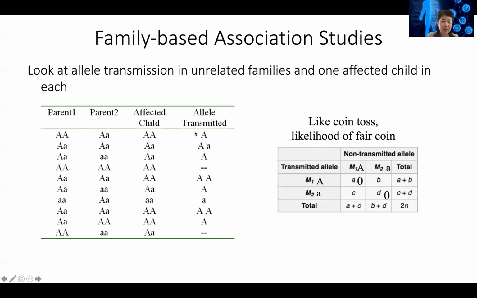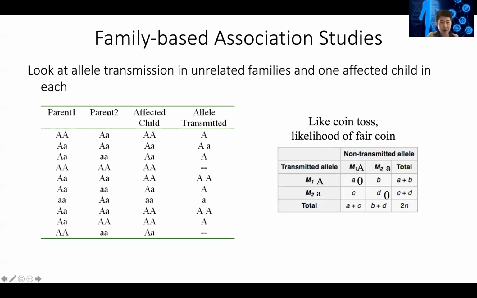And we ask, what is the allele that's being transmitted from the parent? So you will see that for some alleles we have no information, so we don't consider them. For example, in this parent, there's no selection of which allele gets transmitted to the child, because the parent is homozygous. There's no choice. You always transmit the big A to the child.